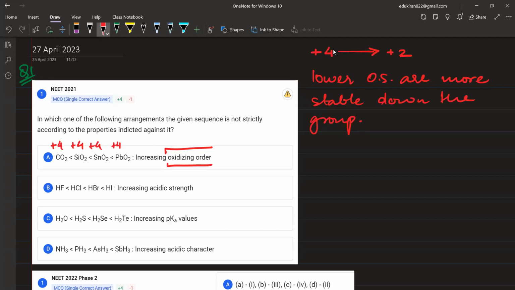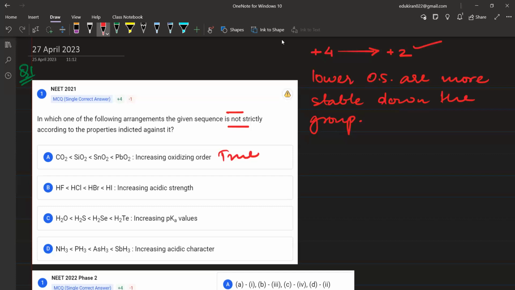That is why we can say that yes, this order is correct: carbon, silicon, then Sn, and then Pb. Pb can easily get converted to +2 because of the inert pair effect, and due to the inert pair effect, the lower oxidation states are more stable down the group. Now, moving on to the next statement, they are asking which of the following is not right. So this one is true. Let us look at the increasing acidic strength.